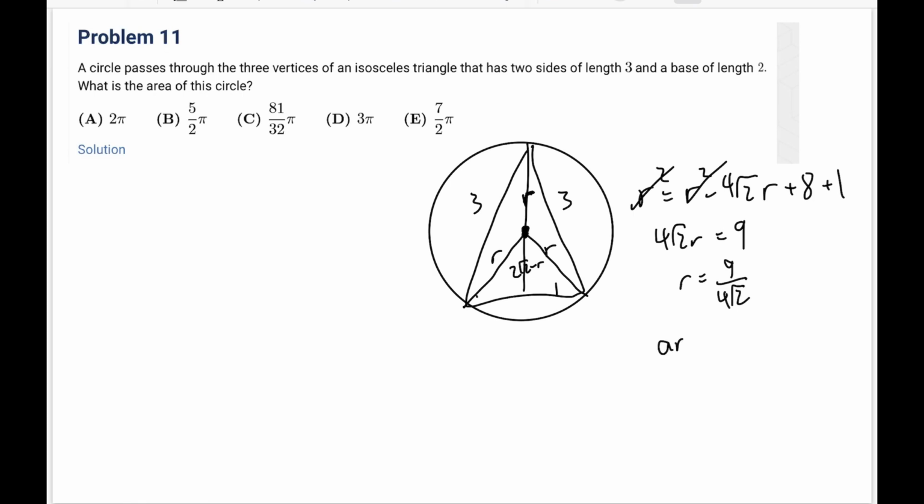So the area of the circle is pi R squared. This is pi times 9 squared, which is 81. 4 root 2 squared is 32. So it's 81 over 32 pi, which is C.